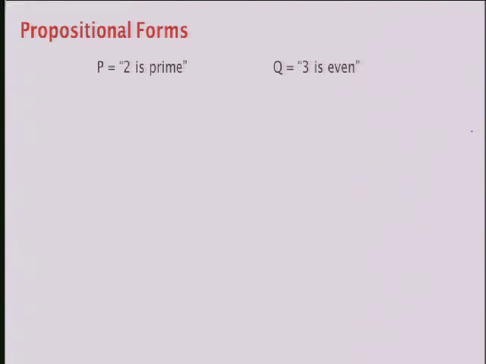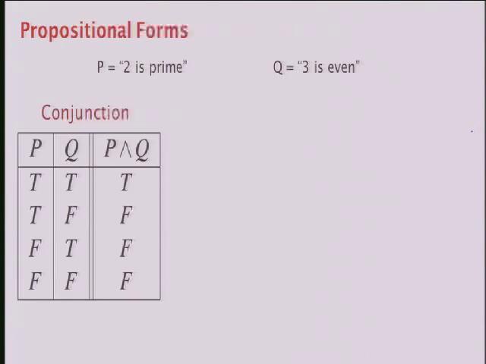Let's say you have two propositions, P and Q. P is a proposition which says 2 is a prime. And Q is a proposition which says 3 is even. Now, given two propositions, you might want to combine them into more complex propositions to get what's called a propositional form. So here's an example. You can take the conjunction of these two propositions, or what's called the AND of these two propositions. So you get P and Q. You might say 2 is prime and 3 is even.